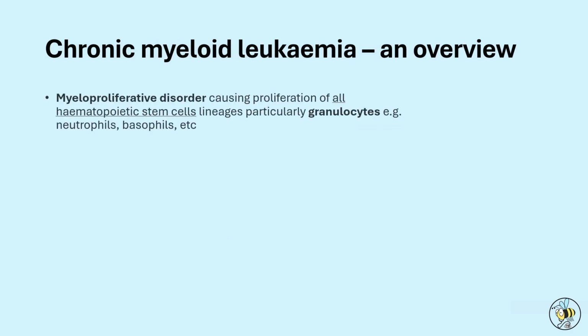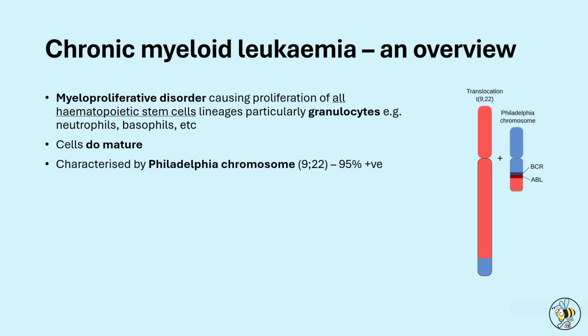Chronic myeloid leukemia, or CML, is a myeloproliferative disorder causing proliferation of all hematopoietic stem cells, specifically granulocytes, which are the cells that end in phils. Unlike acute leukemia, cells of CML do mature. A characteristic feature of this condition is the positive Philadelphia chromosome, which occurs due to translocation of genes in chromosome 9 and 22. But do note that not all patients may be positive.